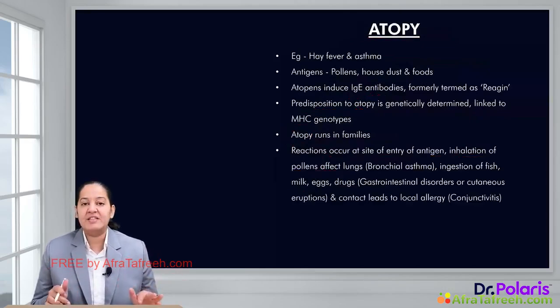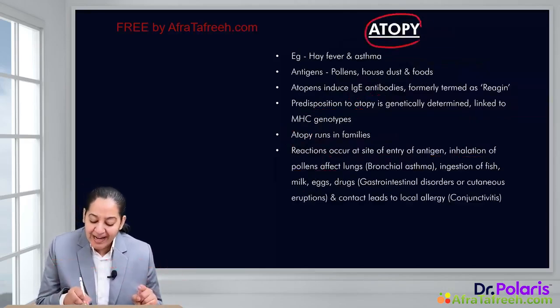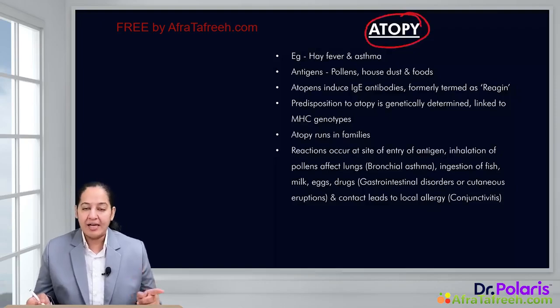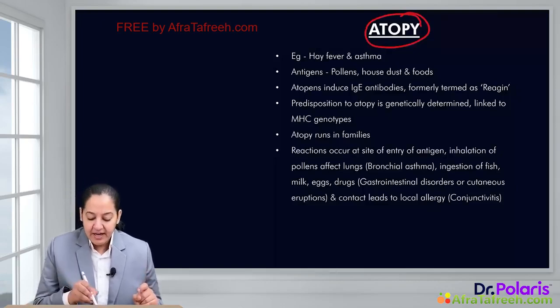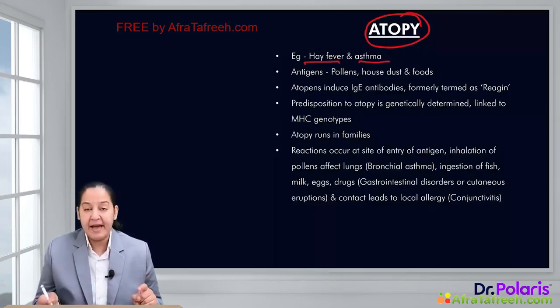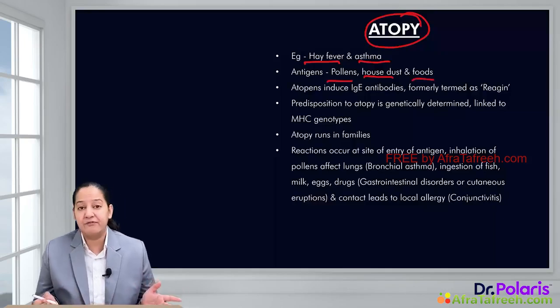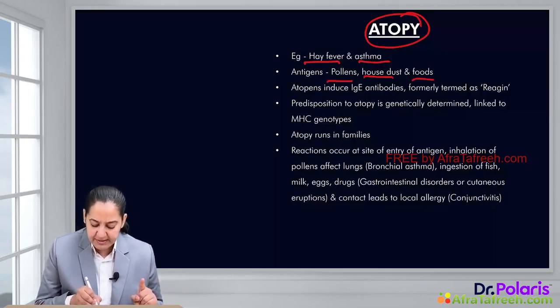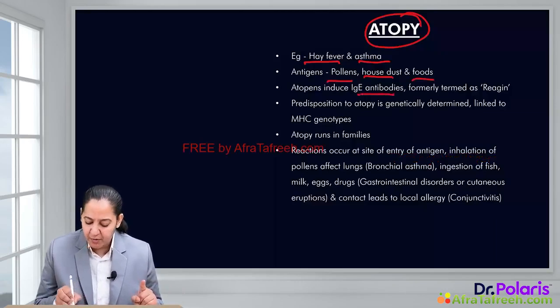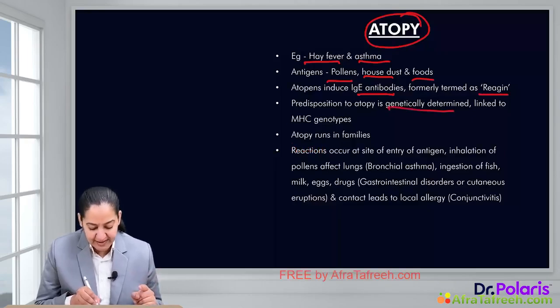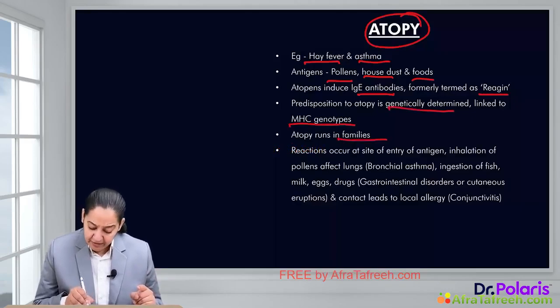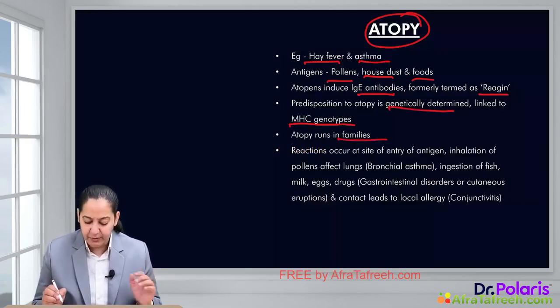Now coming to the second type, that is atopy. Atopy is the localized form of the allergy or localized form of type 1 hypersensitivity. Here the examples are hay fever and asthma. Here antigens can be pollen grain, house dust, or certain foods. Here atopins, that is allergen-induced IgE antibody, formerly known as Reagin. Predisposition to atopy is genetically determined and it is linked to MHC genotype. Atopy runs in the family, so it is hereditary, you can say.